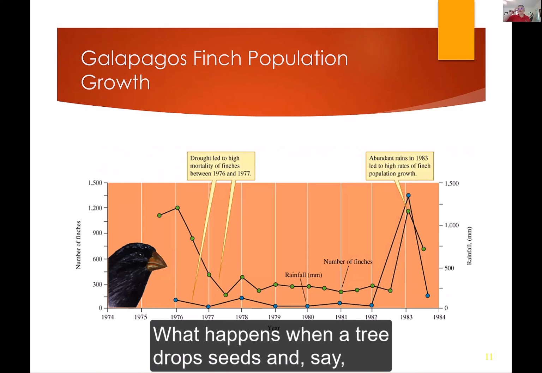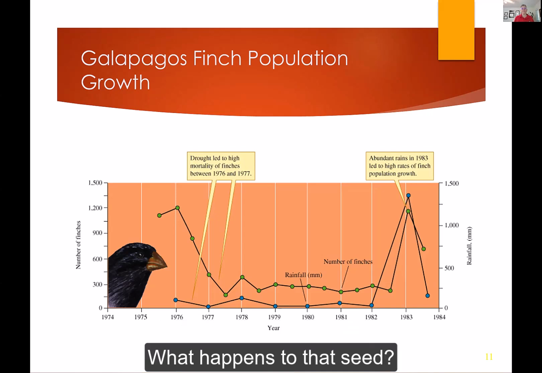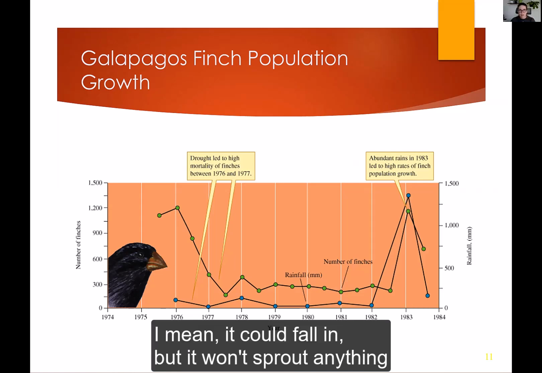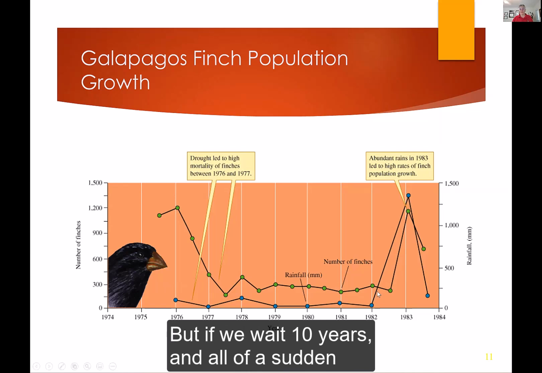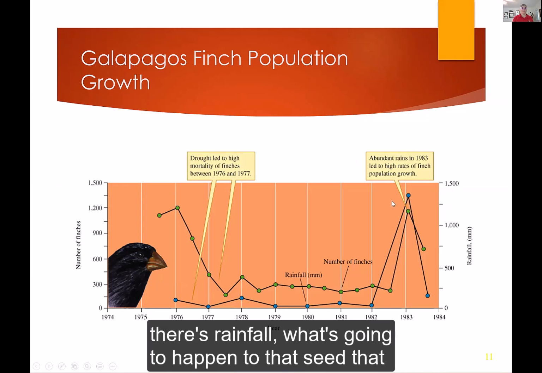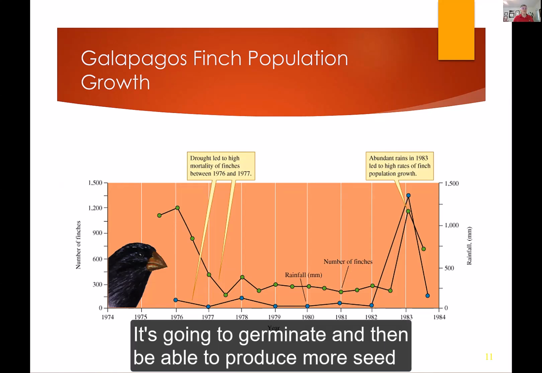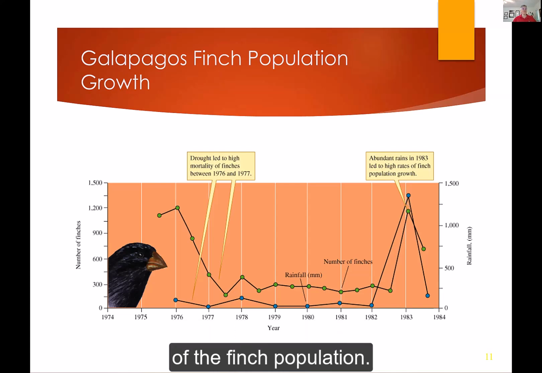What happens when a tree drops seeds and, say, environmental conditions are not optimal? What happens to that seed? Does the seed die? Well, I guess it can fall in, but it won't sprout anything if there's no rain. Germinate, right? But if we wait 10 years and all of a sudden it's rainfall, what's going to happen to that seed that was just sitting there? It's going to germinate, right? And then be able to produce more seed and be able to sustain those elevated rates of the finch population.